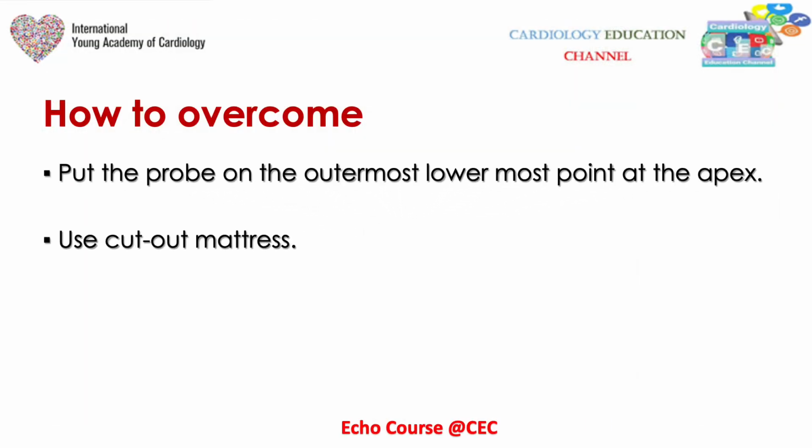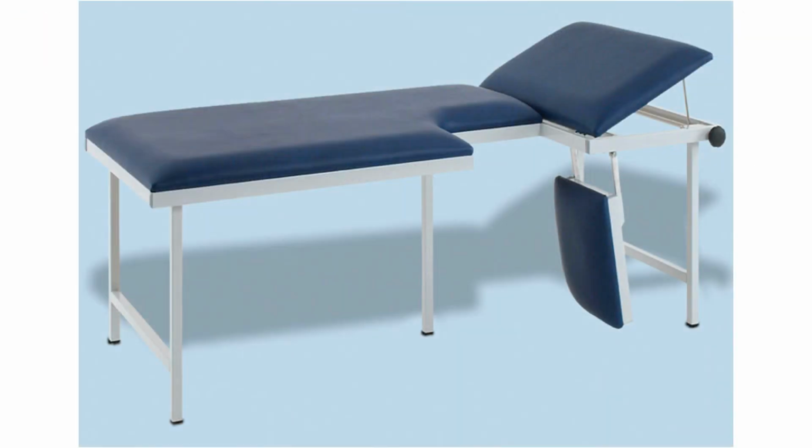And how to overcome this foreshortening? You put the probe on the outermost, lowermost point of the apex. You keep scanning, going out and lower until you get a true apex, not a foreshortened apex. And try to use a cutout mattress in your examination bed to make the patient lie in the left lateral decubitus position while acquiring the chamber view. And this is how the cutout mattress looks.